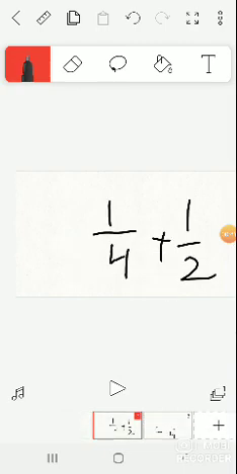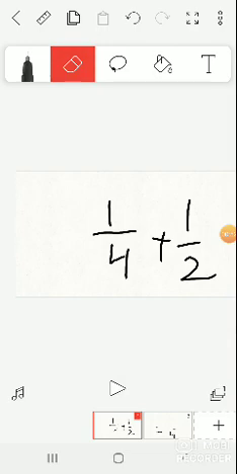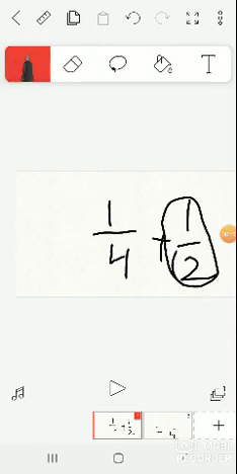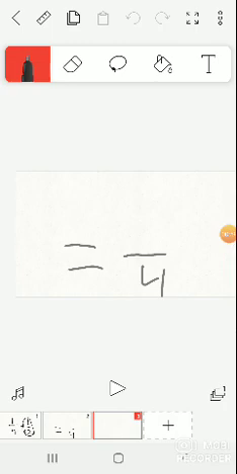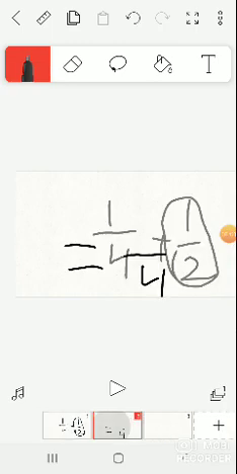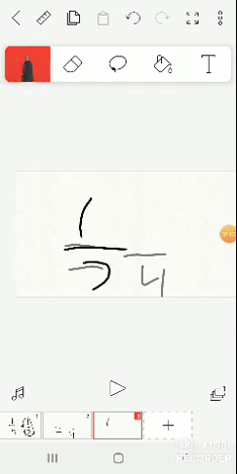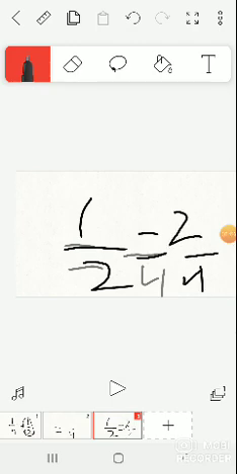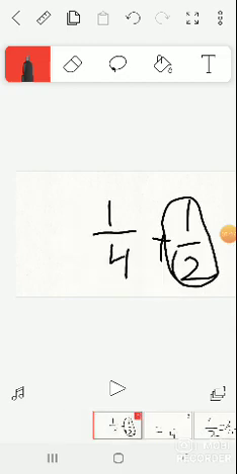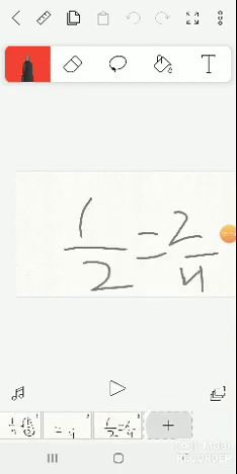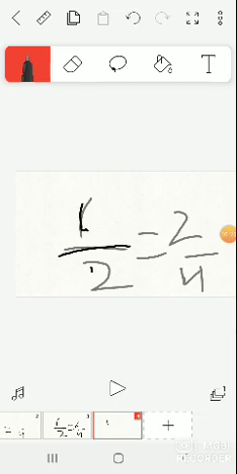Now, if we look at the exact examples, we actually want to turn this into a different number. So if we have another frame like this one, you can actually turn 1 on 2 into 2 on 4. The reason is that we have to put both of them on the same denominator. So your question ends up being, what's 1 on 4 plus 2 on 4?